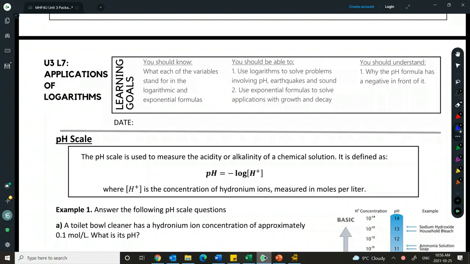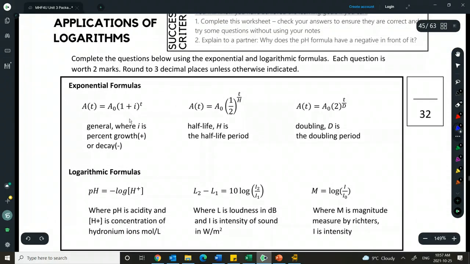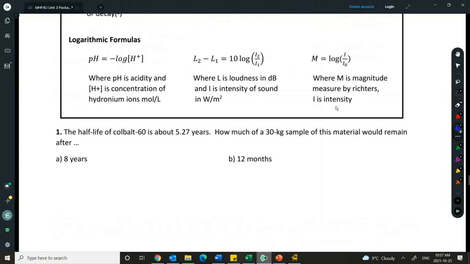They're just slightly different notation, and they're organized so that you have something for percent growth, something for percent decay, half-life, or a doubling already entered into the formula for you. So these 3 formulas, I'm not going to reintroduce today, but there are some questions 1 to 8 that will do a recap of exponential stuff that you can work on.